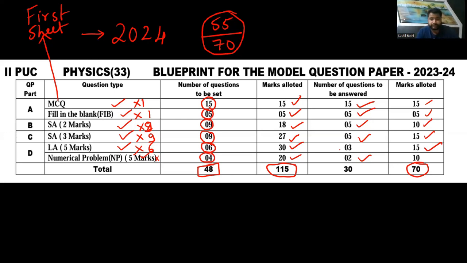So, my dear students, if I have to tell you in a very simple way, you cannot lose 5 marks in the fill in the blanks. You cannot lose 15 marks of derivation, and you cannot lose those 10 marks of numericals.